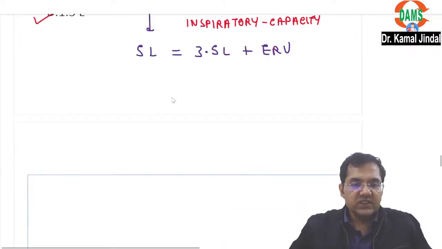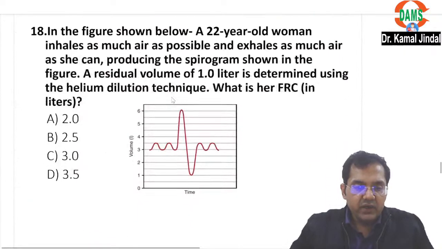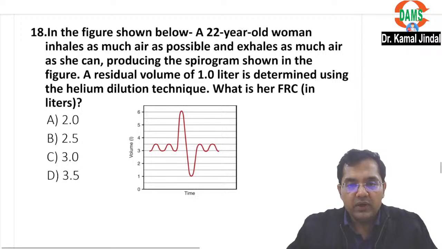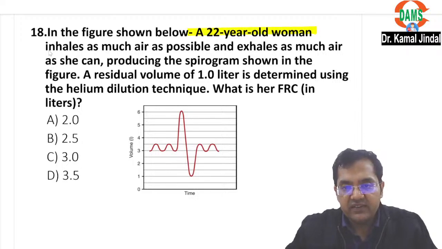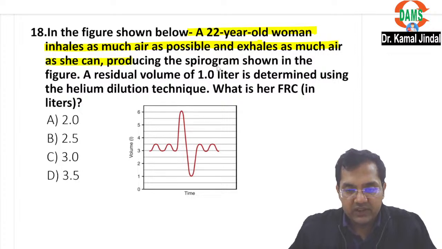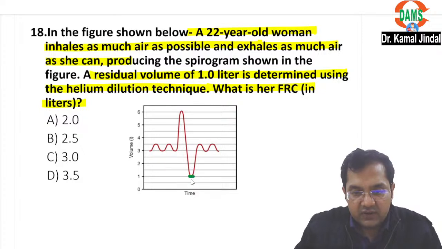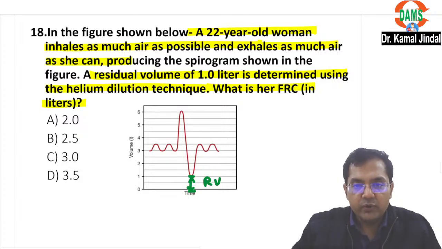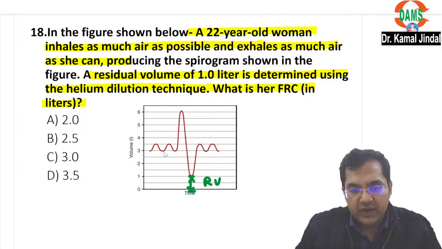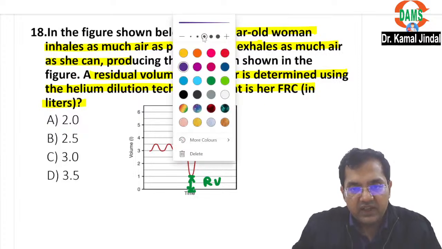Moving to question number 18. So we have in the figure shown below, a 22-year-old woman inhales as much air as possible and exhales as much as she can, producing this spirogram. A residual volume of 1 liter is determined using the helium dilution technique. What is her FRC in liters? Please understand, this is the residual volume, right? This we have given you is the RV. But I want you to calculate FRC.